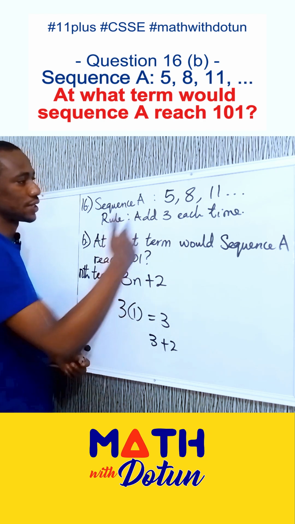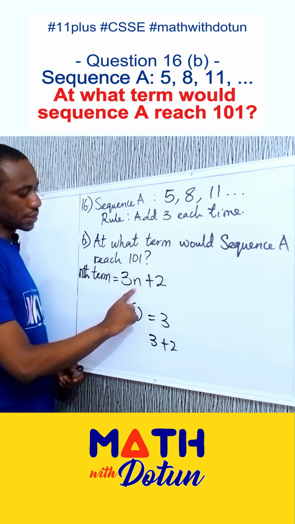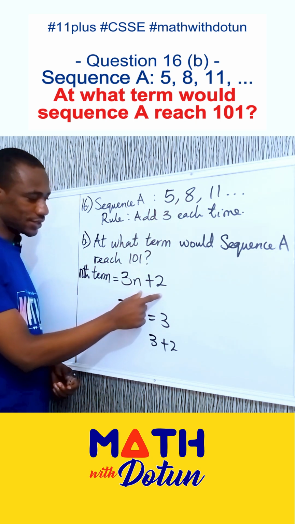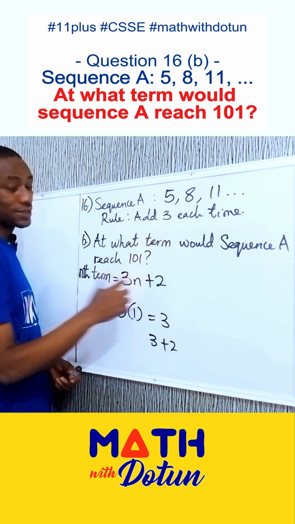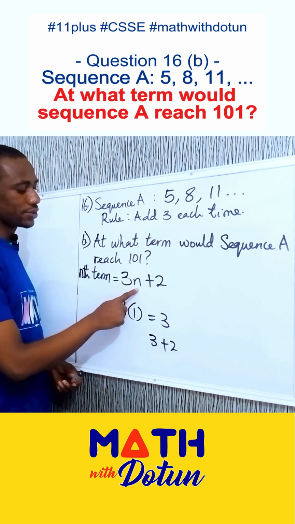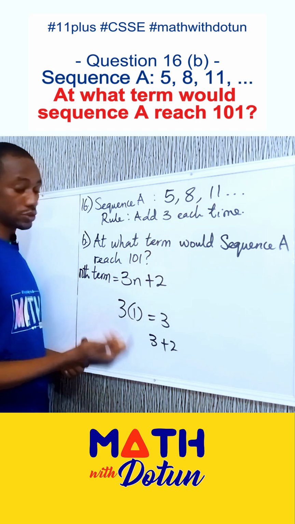And like I said, you can test it for any of these. So n is 2 here. So 3 times 2 is 6, and 6 plus 2 is 8. For the third term, n is 3. 3 times 3 is 9, and 9 plus 2 is 11. So it works, right?